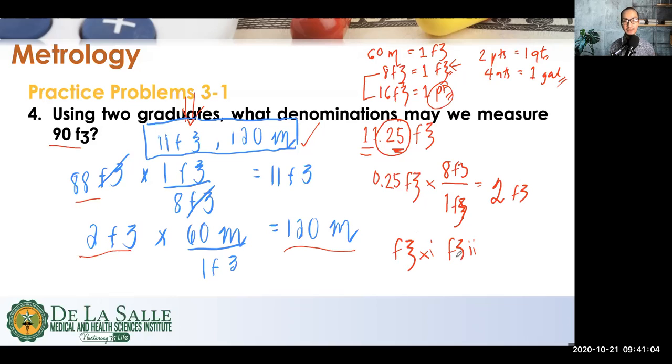fluid grams. Okay, or simply, when you multiply 8 by 11, you get 88. So you subtract 88 from 90, you get 2 fluid grams. So your answer could also be this, no? Ayan, 11 fluid ounces and 2 fluid grams. Okay, ayan. So both are considered correct. Okay, ayan. So thank you for that answer, Miss Dela Cruz.